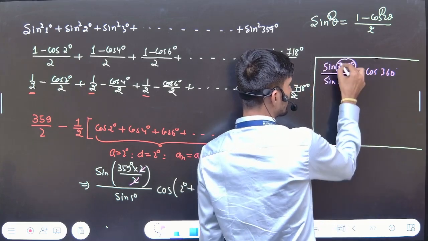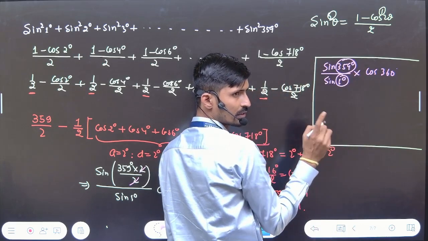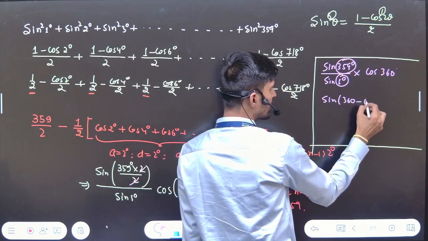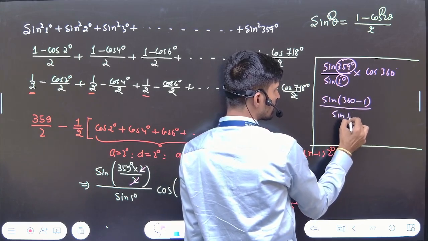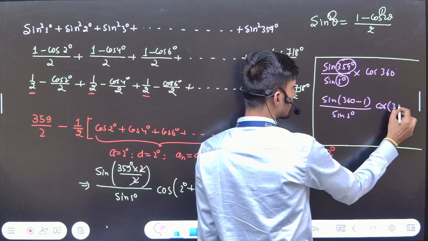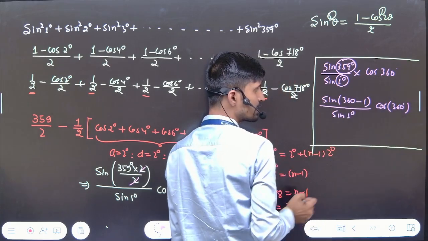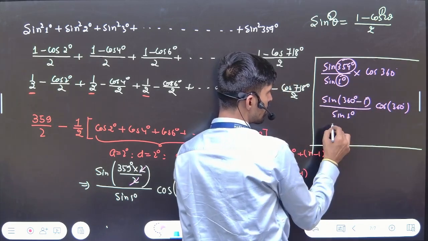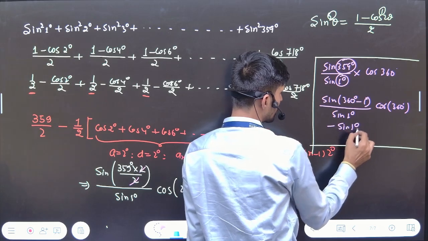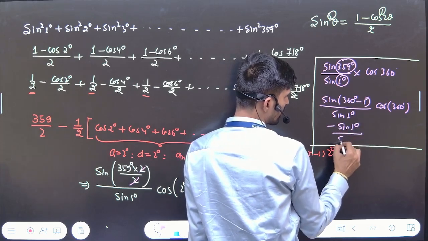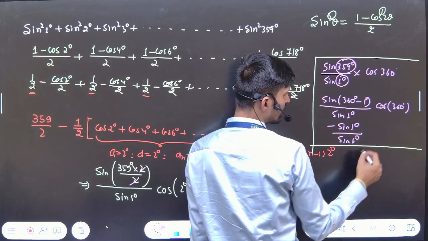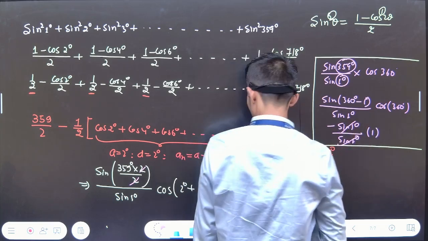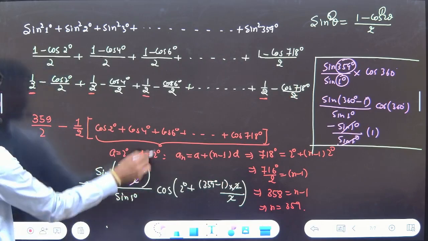And sine 359 and 1 both combined 360 degree. So you can write sine (360 degree minus 1) upon sine 1 degree and cos 360 degree. Sine (360 minus theta) is minus sine theta, upon sine 1 degree, cos 360 degree is 1. So that value is minus 1. This value is minus 1.